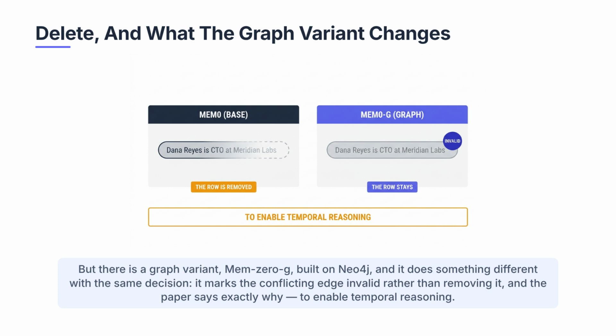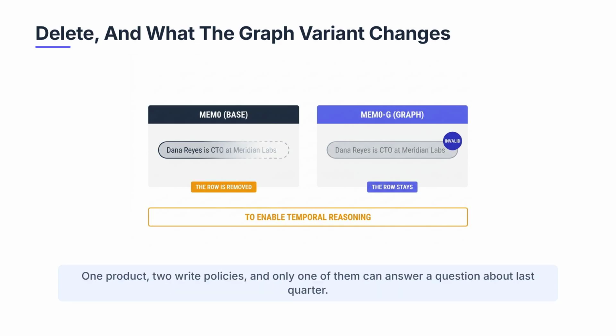It marks the conflicting edge invalid rather than removing it, and the paper says exactly why: to enable temporal reasoning. 1 product, 2 write policies, and only one of them can answer a question about last quarter.